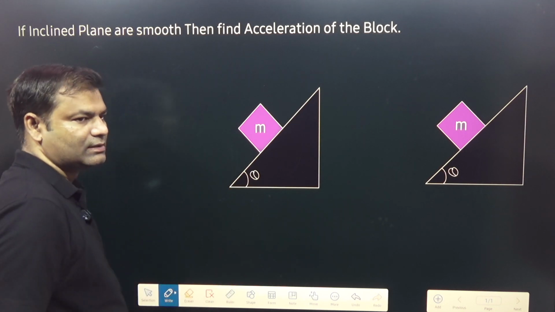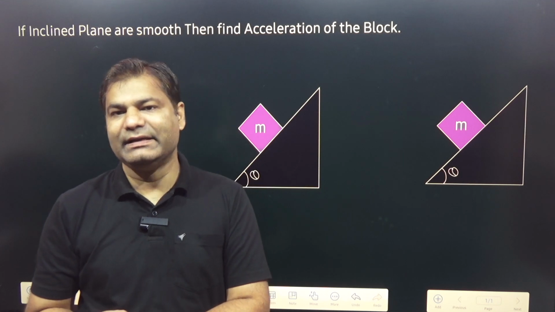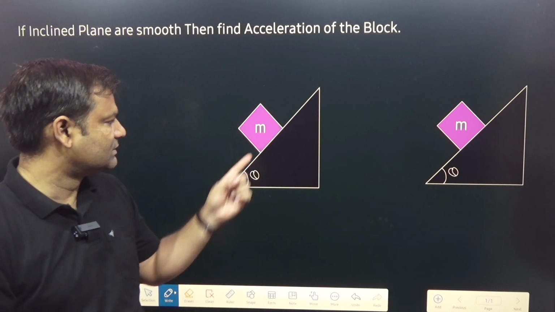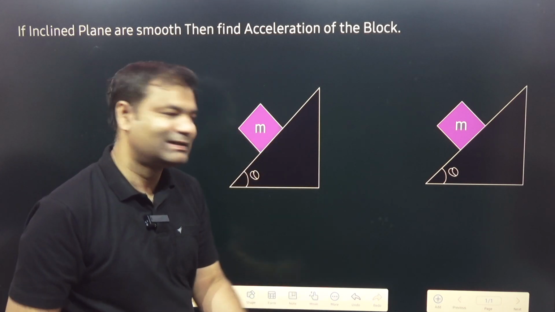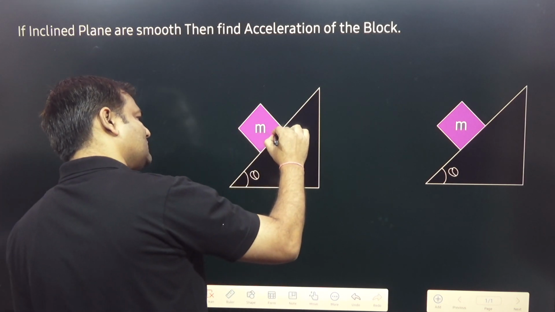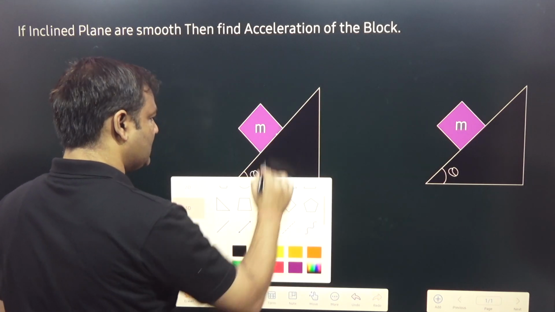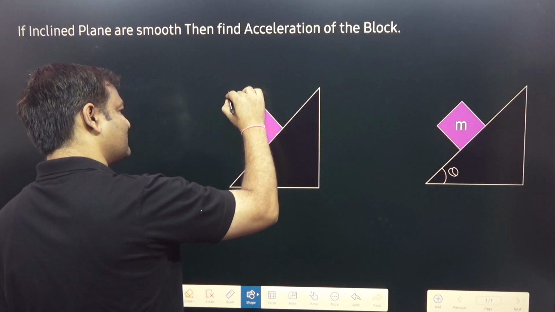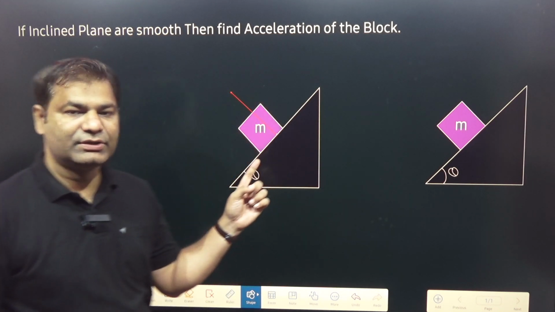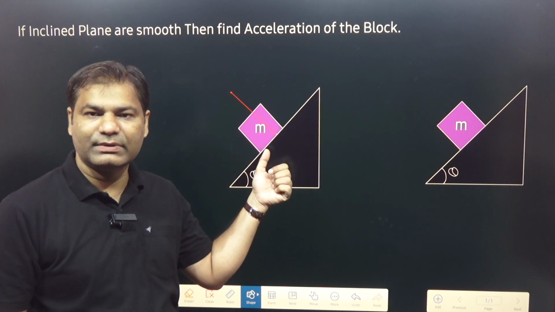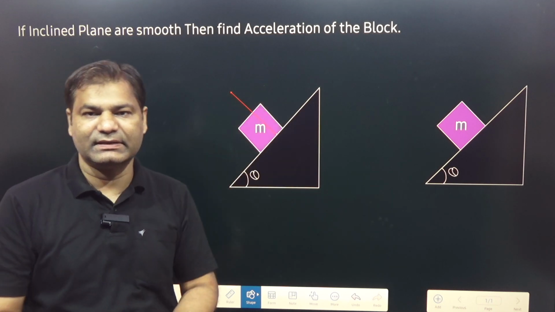Mg. If you make a free body diagram, there are two types of forces: direct contact force and indirect contact force. Direct contact force is simply applied by the plane on the block, always perpendicular to the surface. That's why this force is represented in this direction. The direct contact force applied by the inclined plane on the small m block is in this direction, perpendicular to the surface. That's why I represent it like that.